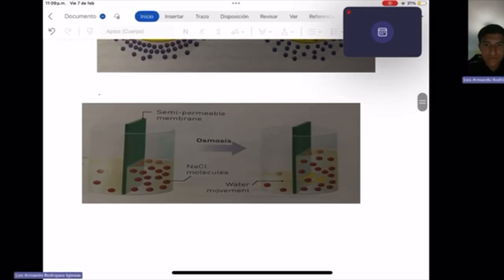Osmosis: the diffusion of water across a semi-permeable membrane that separates two solutions with different salt concentrations. A semi-permeable membrane allows solvent molecules to pass, but not solute molecules.